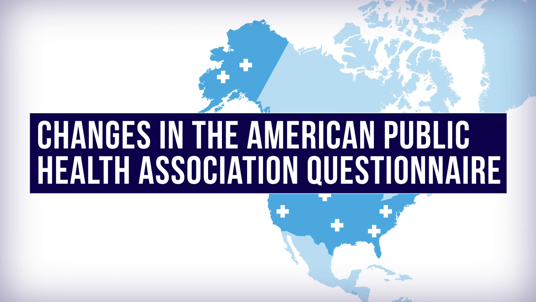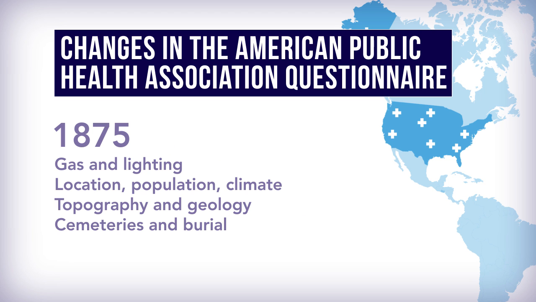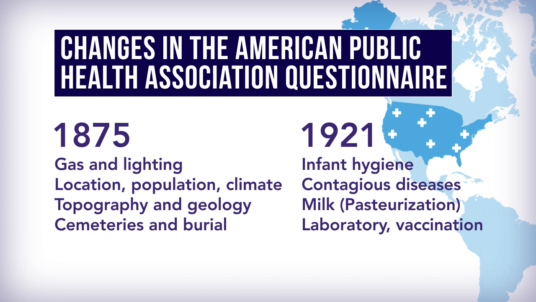Take a look at slide 2, which describes the changes in the American Public Health Association questionnaires that were sent to American cities. They focused on various cities and asking them what they were doing in the way of their public health practices. So you'll note in 1875, the questionnaire had items such as gas and lighting and cemeteries and burial grounds, location, climate.